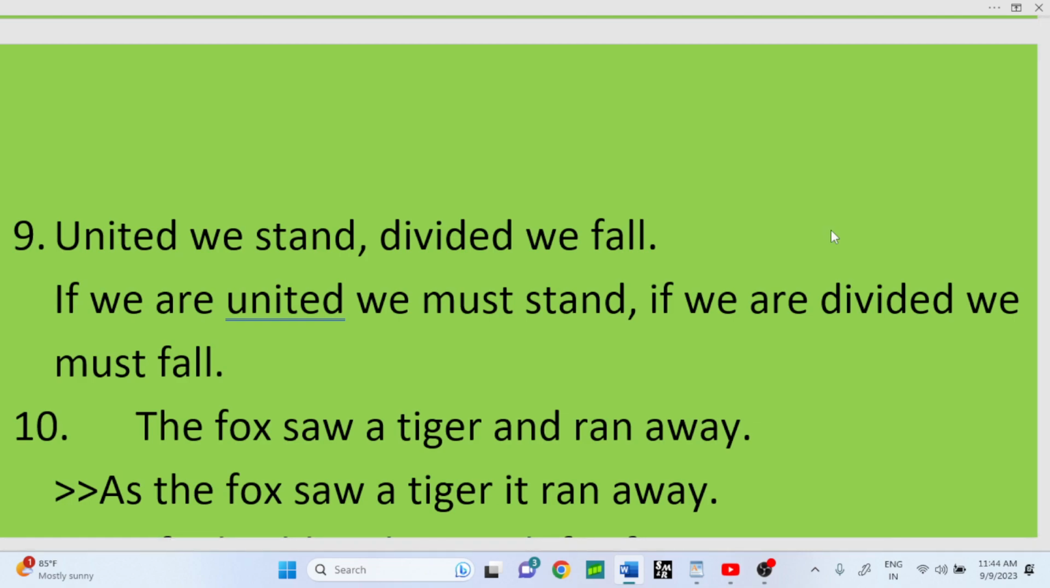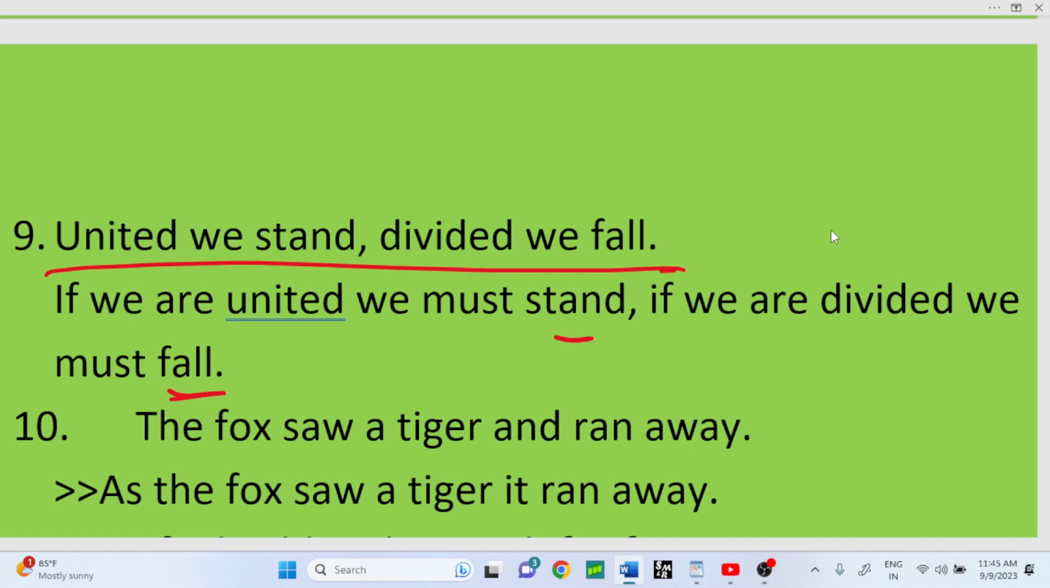Number 9. United we stand, divided we fall. See the very sentence. In the very sentence, there are two portions, and we have to transform both the two portions into several, not to several sentences, several portions, making them complex. United we stand. If we are united, we must stand. If we are divided, we must fall. Fall means downfall, or we are going to be doomed. If we are united, we must stand. If we are divided, we must fall.